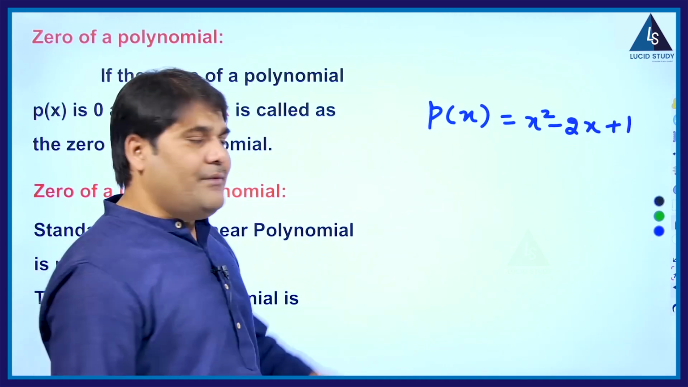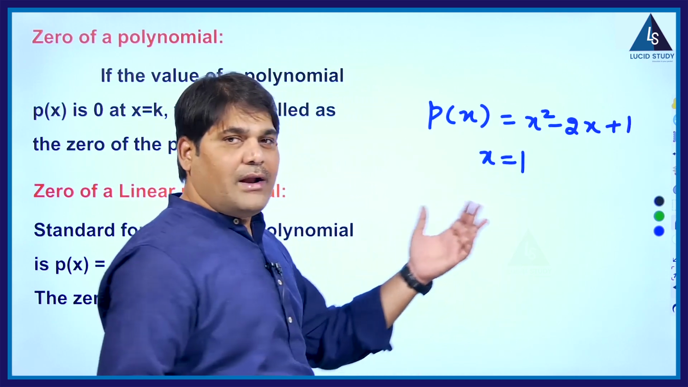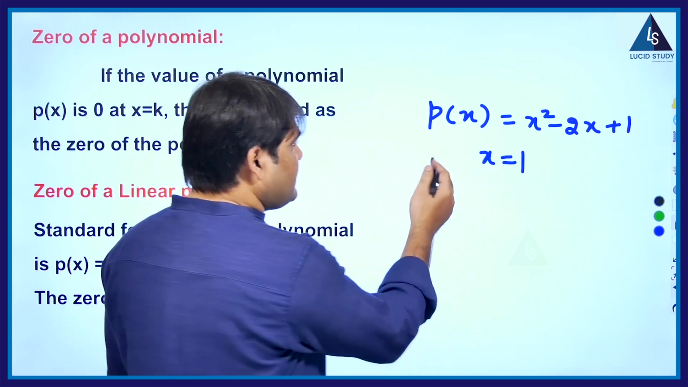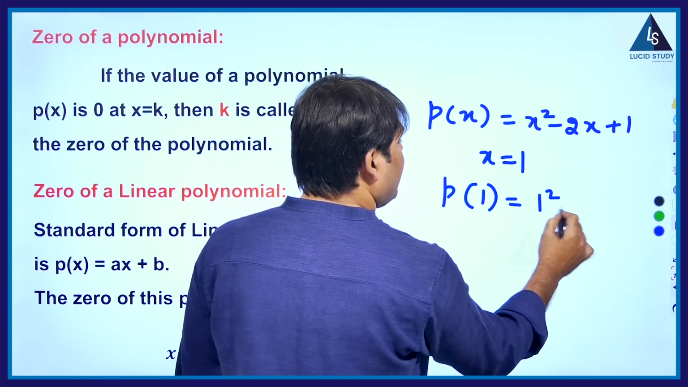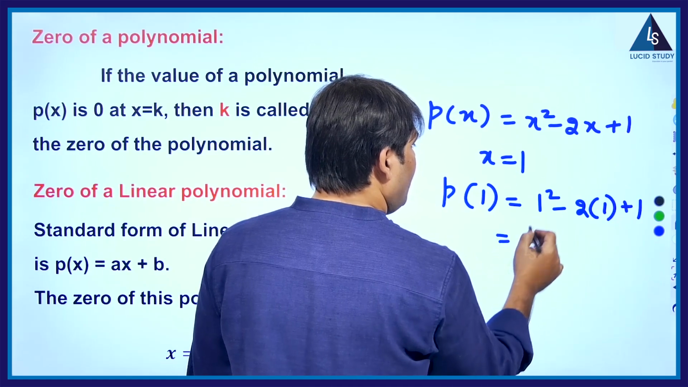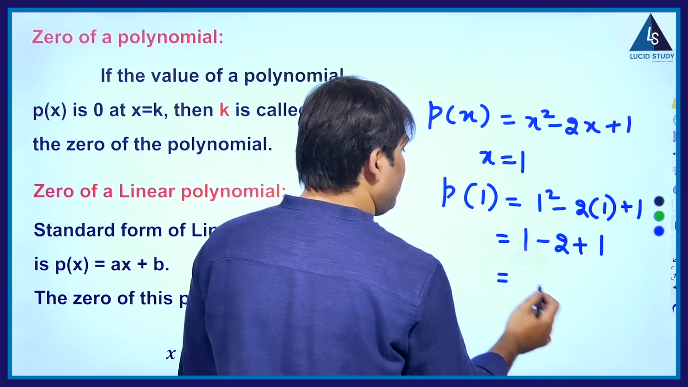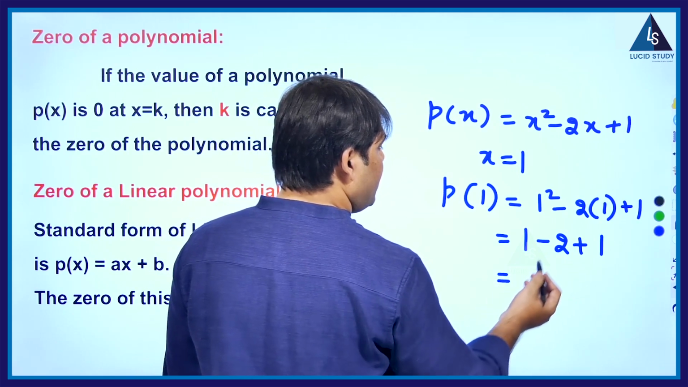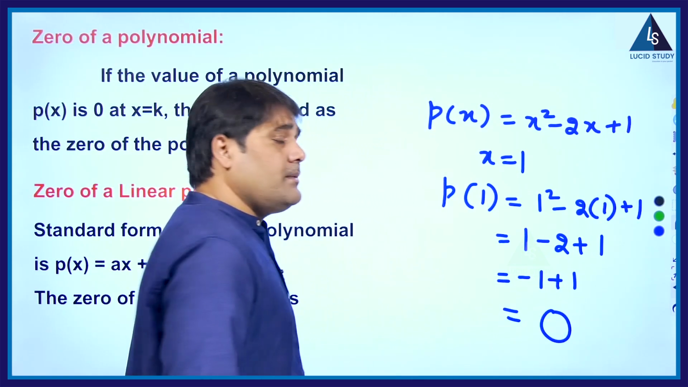Okay, now I will replace x is equal to 1 here. Let us find what value we are getting. So substitute x is equal to 1 here, children. So p of 1 is equal to 1 square minus 2 into 1 plus 1. So 1 square is 1, minus 2 into 1 is 2, plus 1. If you simplify this, 1 minus 2 is minus 1, plus 1. So you are getting the answer as 0, right?